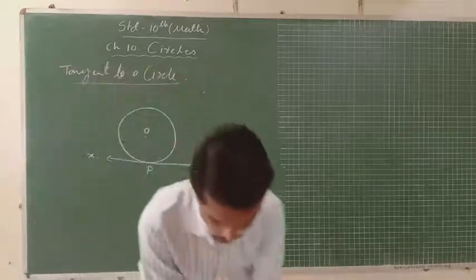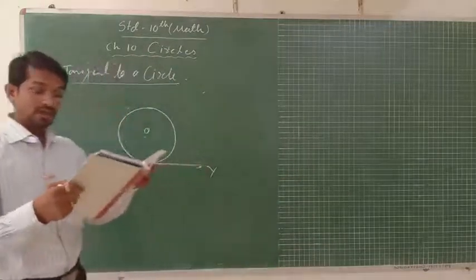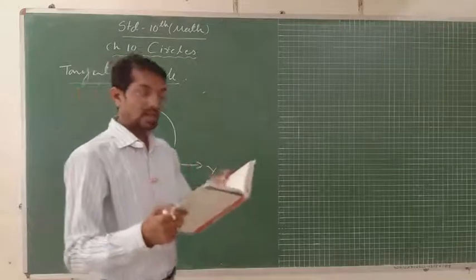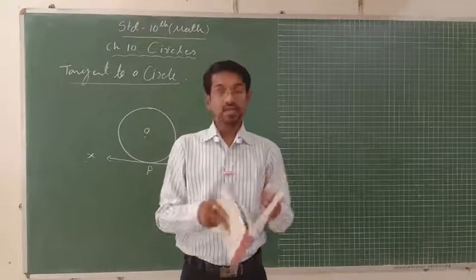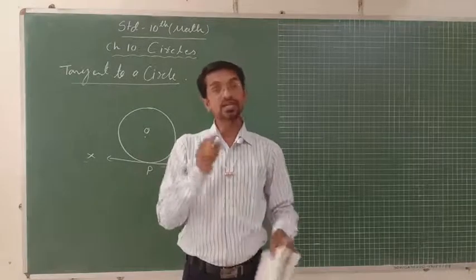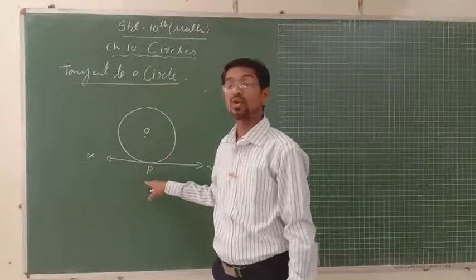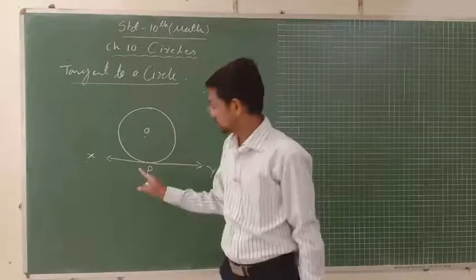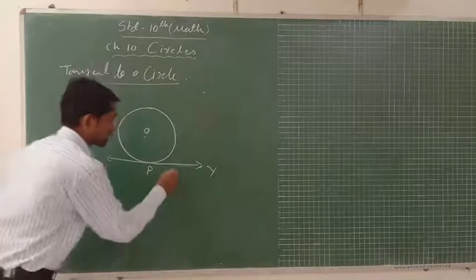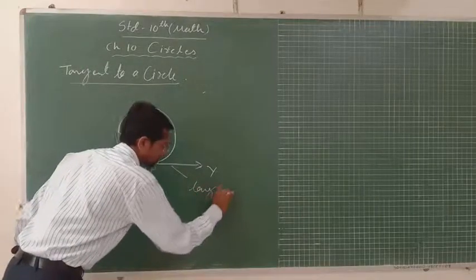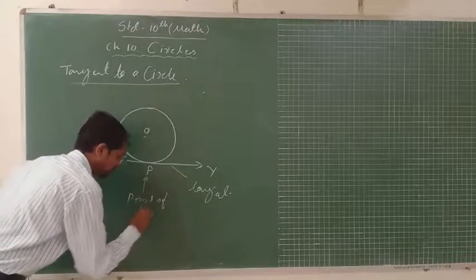Now see more about this. How do we define the tangent? It is in your textbook: a tangent to a circle is a line that intersects the circle at only one point, and that intersection point is called the point of contact. This is the tangent, and this point P is the point of contact.